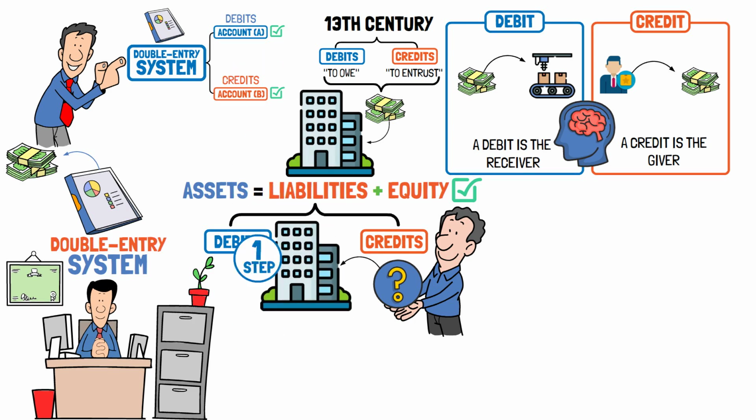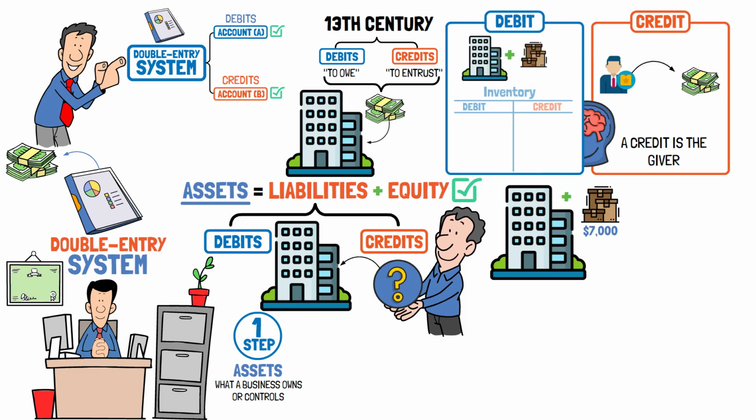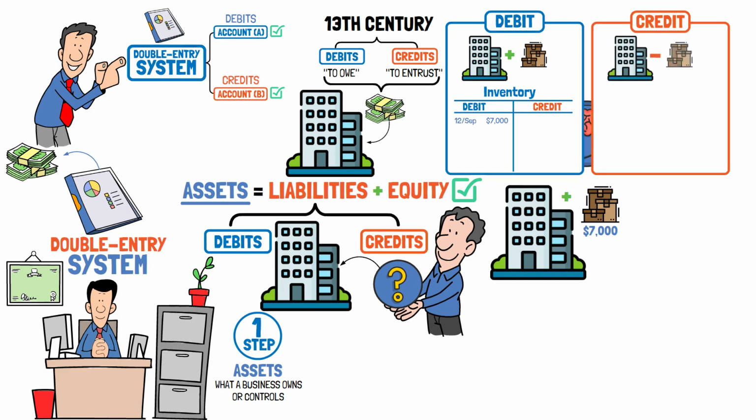The first step is to identify what a business owns or controls, known as assets. Assets represent a company's resources and are the initial component of the accounting equation. When a business acquires an asset, it is recorded as a debit to that asset account, which increases its balance. On the other hand, recording a credit to an asset account decreases its balance.